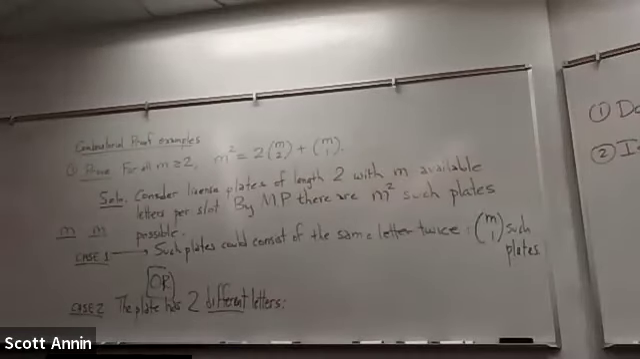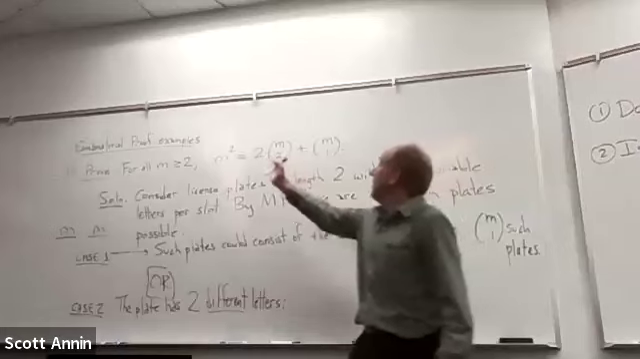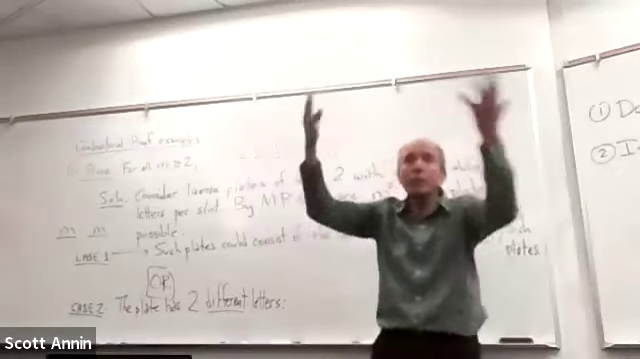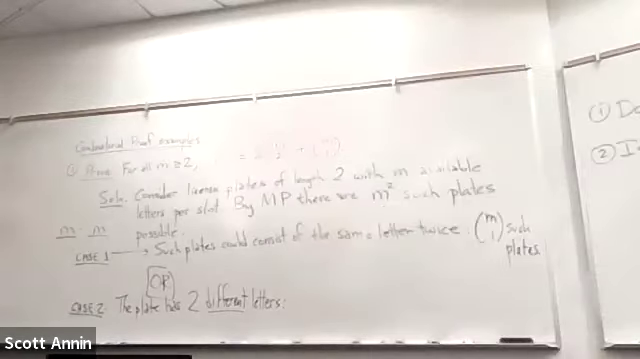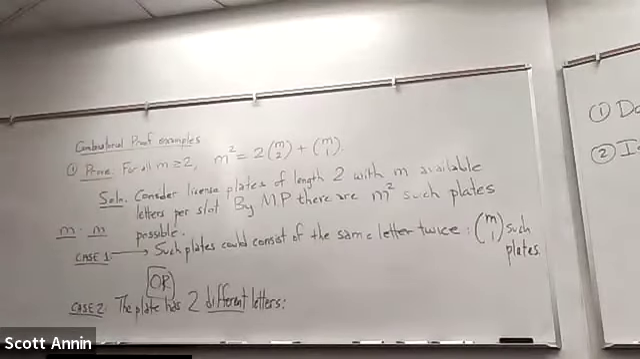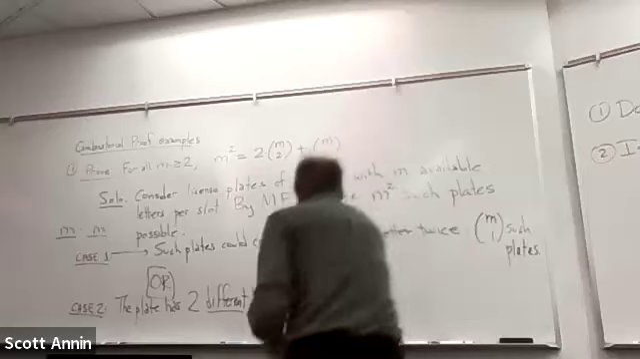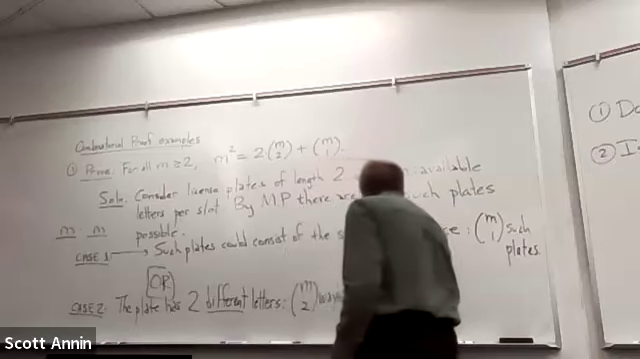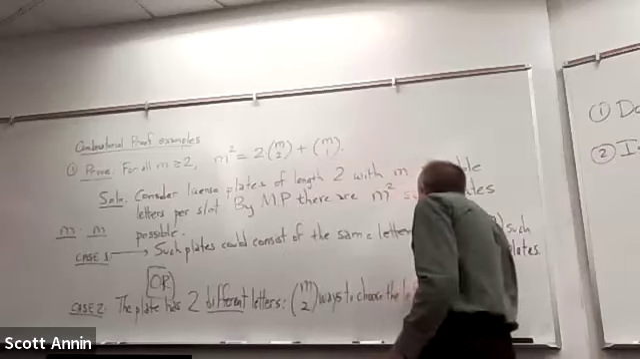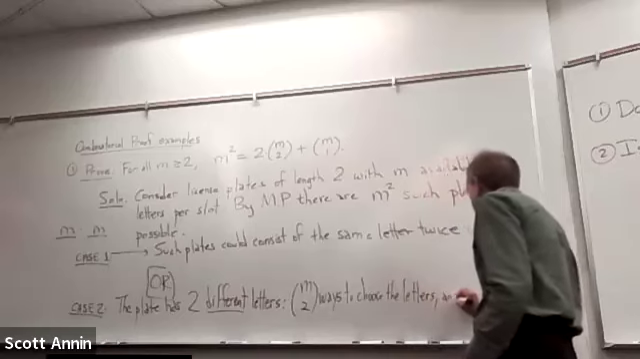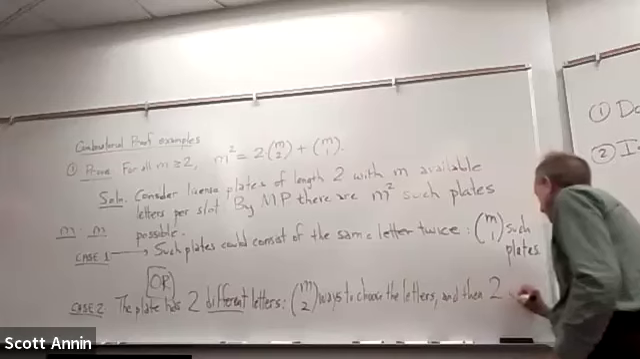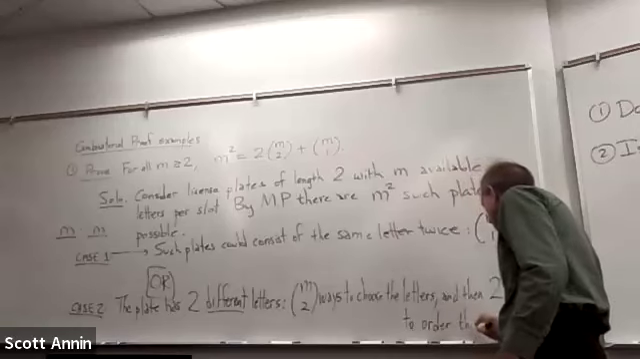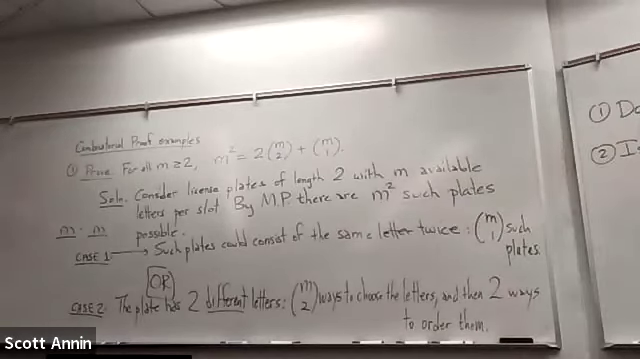Now, if my plate has two different letters, they could be in either order, which is where the 2 is coming from. And what's the choose 2? Choosing the 2 letters. So I'm choosing the 2 letters without putting them in order. And then I have 2 choices to actually then put them in order, right? Does that make some sense? So there's choose 2 ways to choose the letters, and then 2 ways to order them. That's kind of the idea.